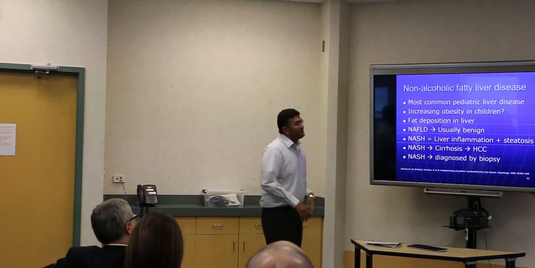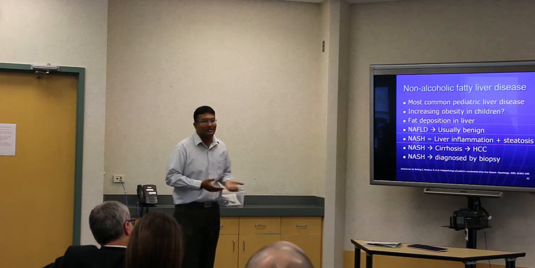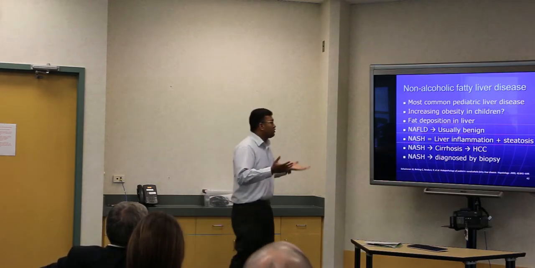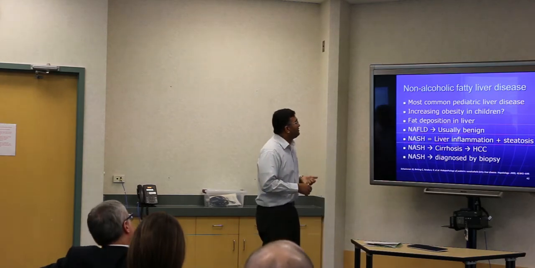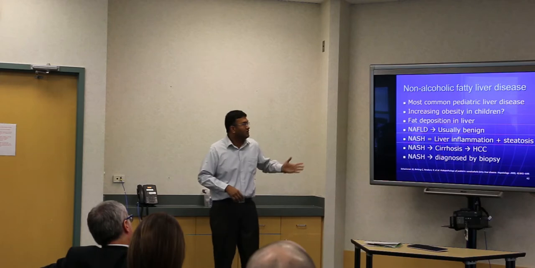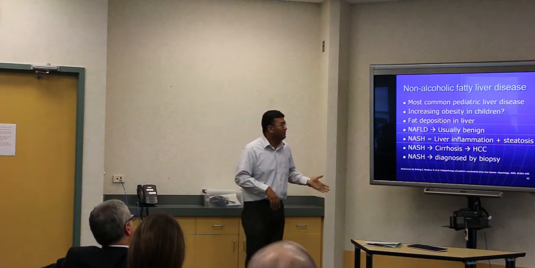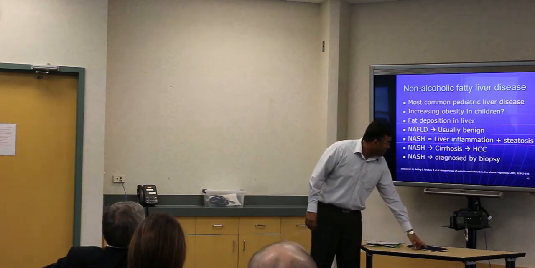And MAFLD. This is the most common pediatric liver disease now. The reason is increasing obesity in kids. It shows up with high fat deposition in the liver. MAFLD is usually benign, but NASH, which is worrisome, leads to liver inflammation and then cirrhosis as it progresses, and can lead to HCC. It's usually diagnosed on a biopsy.